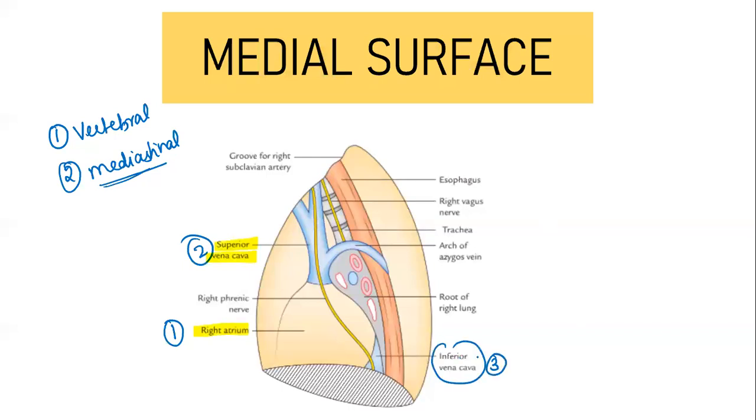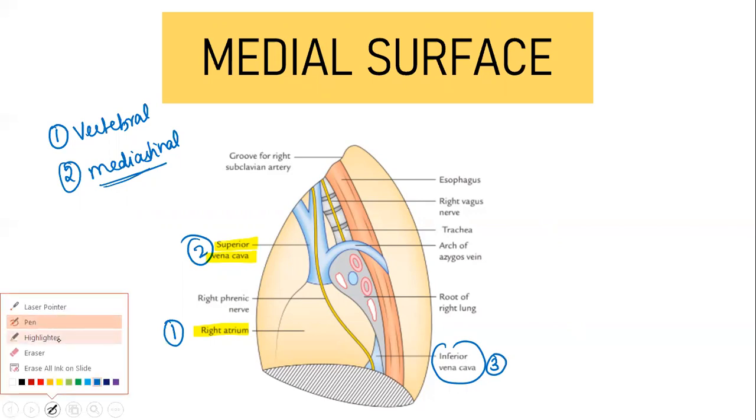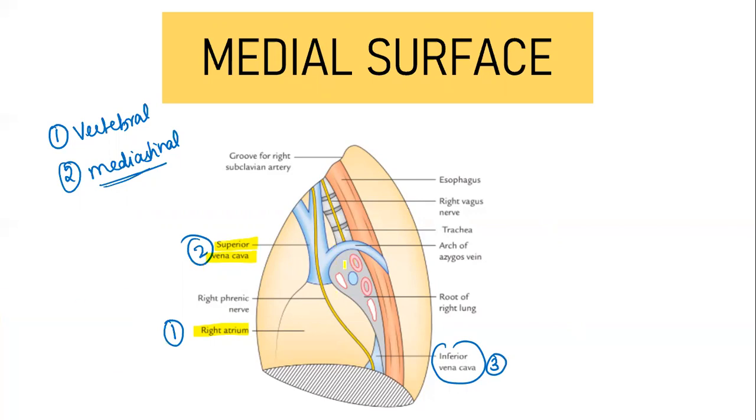So these are the initial structures with respect to the heart. Next one, what are the other venous structures related here? Can you make out? This is the arch of azygos vein. So you have the azygos and hemiazygos system. On the right side you will have the azygos system, on the left side you will have the hemiazygos system.